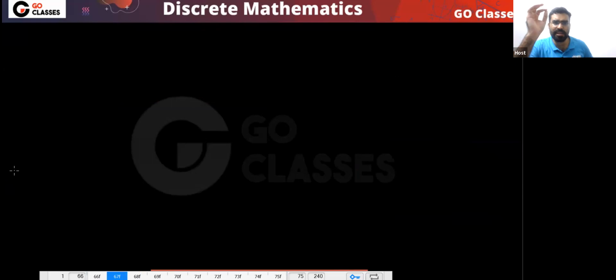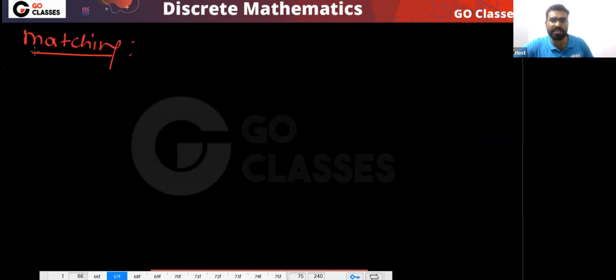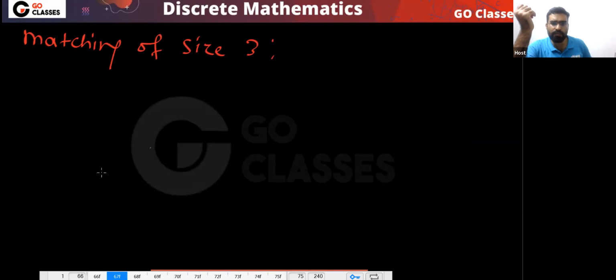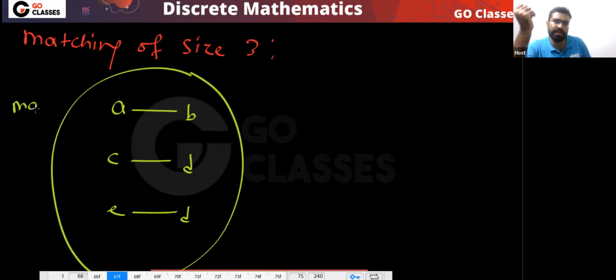This is very interesting, and very simple also. Let us assume you have a matching of size 3. So there exists a matching of size 3. What does it mean? It means you have these three edges, with vertices A, B, C, D, E, F. This is your matching, correct? Let's assume you have a matching of size 3. So this is your matching.